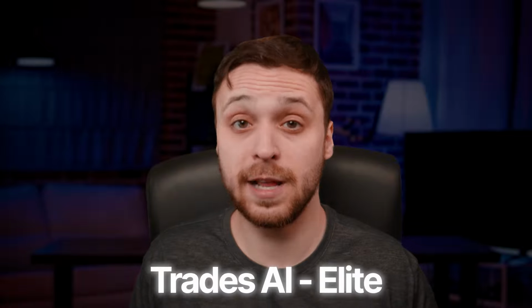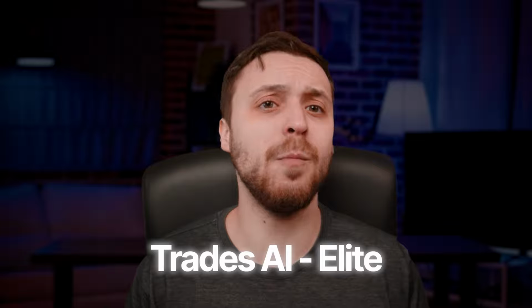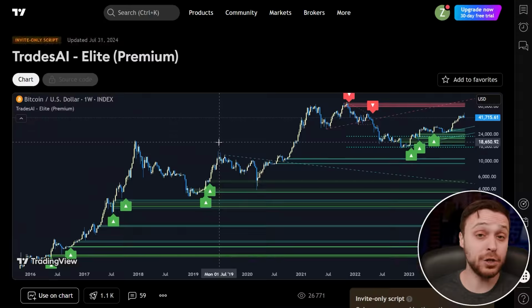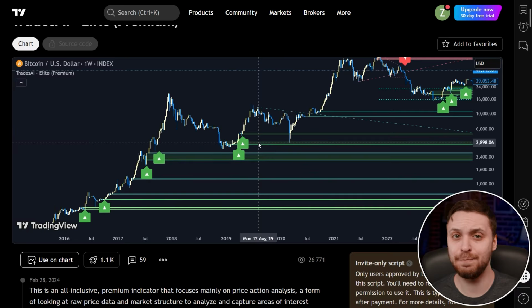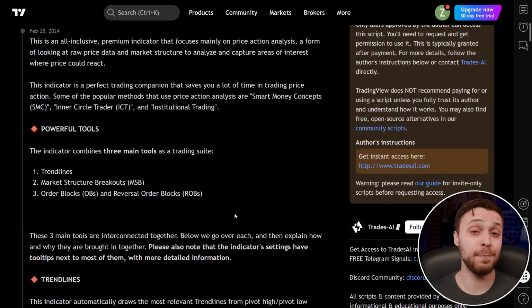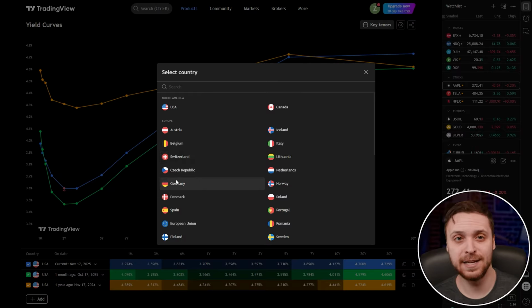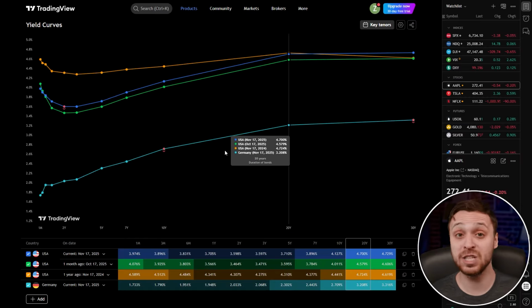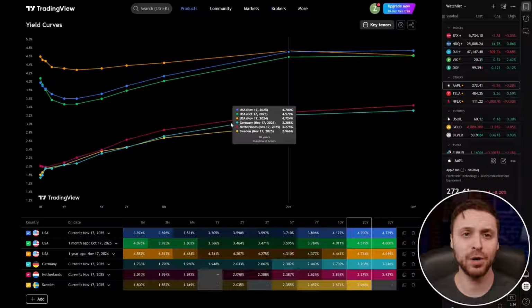Another premium exclusive is access to elite community scripts like Trades AI Elite, which focuses on advanced price action and smart money concepts analysis. For traders following those methodologies, having a powerful all-in-one tool like this baked into the platform is a significant perk. I also loved the yield curves tool for macroeconomic insight. Comparing government bond yields across countries is professional-grade research that's just a click away in TradingView Premium.